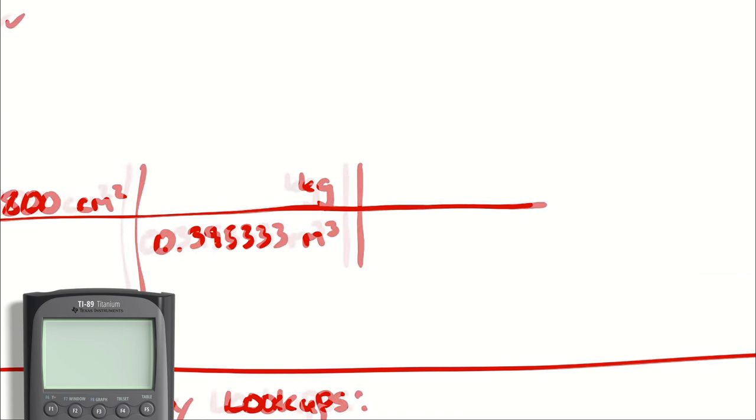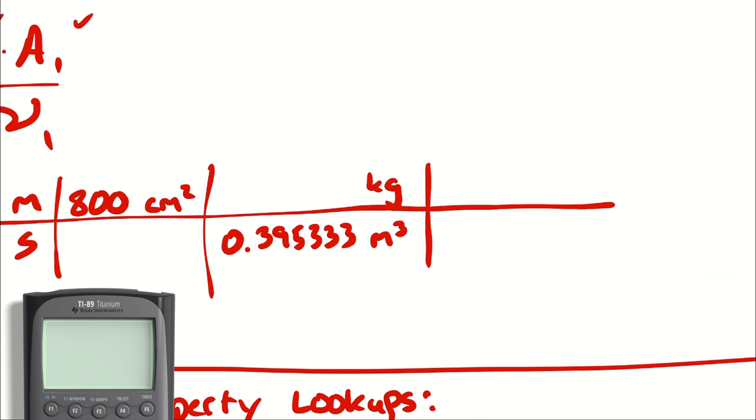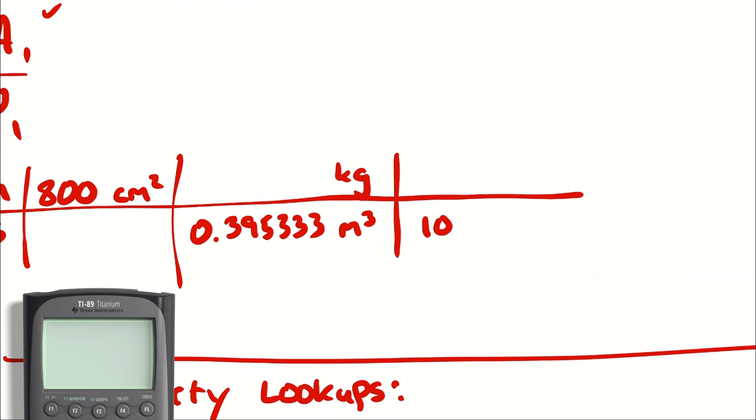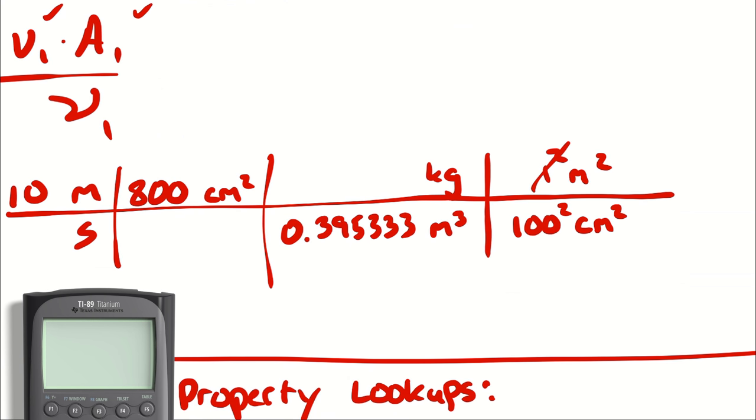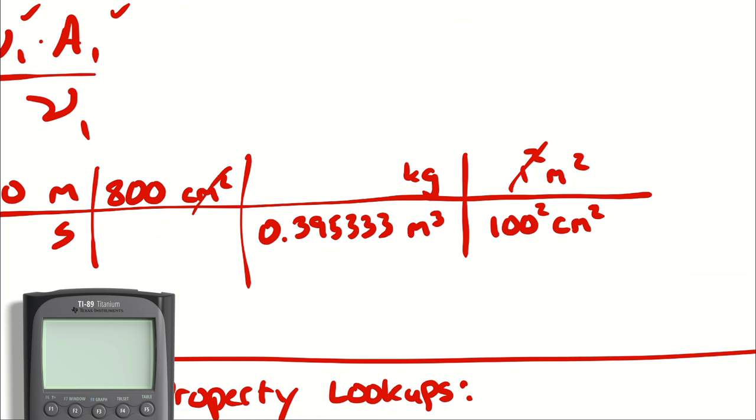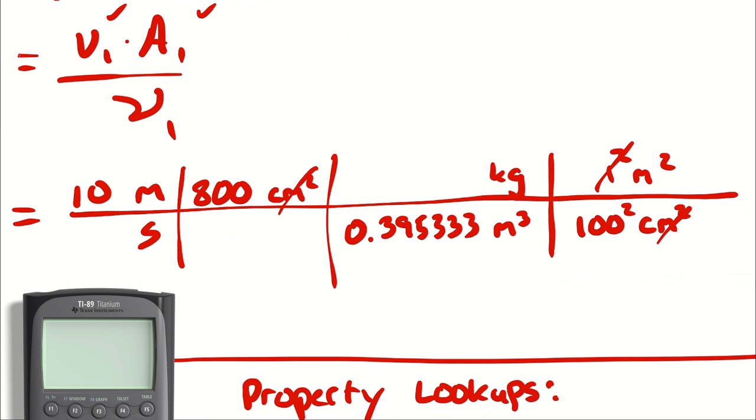To do that, I will convert centimeters to meters. For that, I recognize that there are 100 centimeters in 1 meter. Then I square everything. 1 squared is boring. 100 squared, centimeters squared, cancels centimeters squared. Meters squared and meters cancel the cubic meters in the denominator, which gives me kilograms per second.